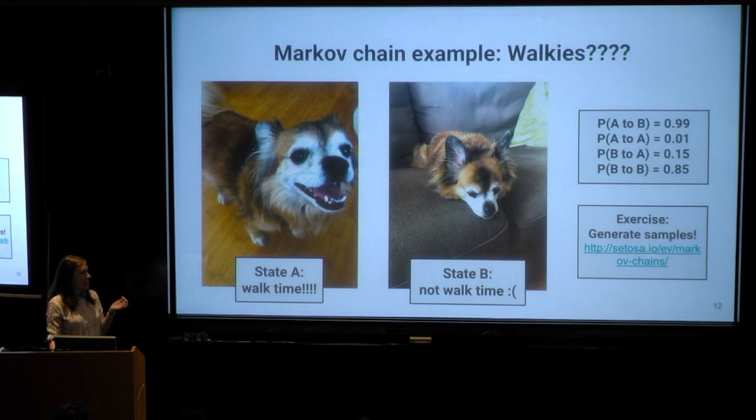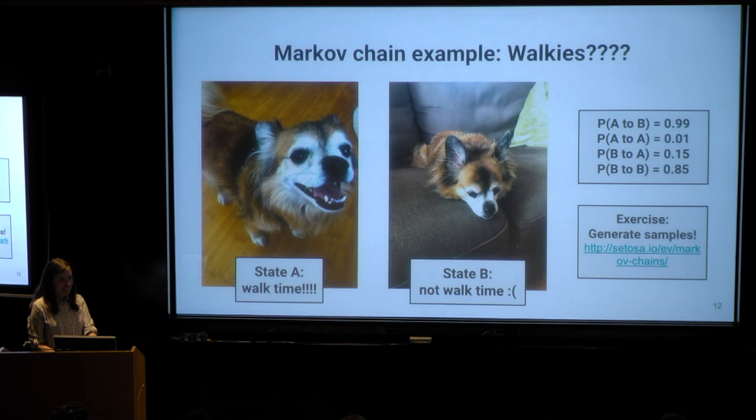So let's say that Oscar measures whether or not he is on a walk, if he's in state A of happy walk time or state B of sulking because it's not walk time, about once an hour or so. So Oscar has measured this in his tiny little brain, and he has decided the following probabilities.